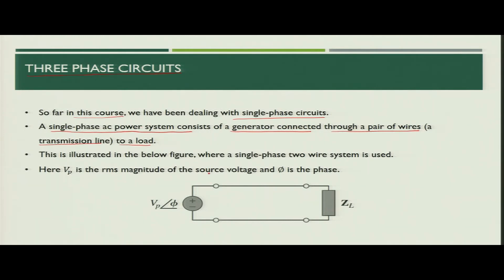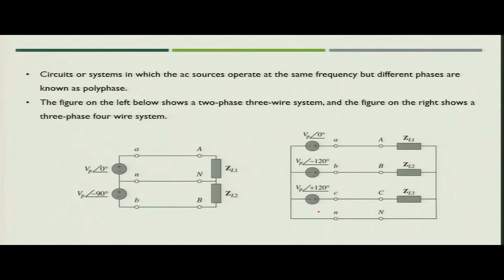So, if you see this particular figure, this is a single phase AC power system where you have a voltage source connected to the load with the help of a pair of wires. We call them a transmission line. Here Vp is the RMS magnitude of the source voltage, phi is the phase angle, and ZL is the load impedance.